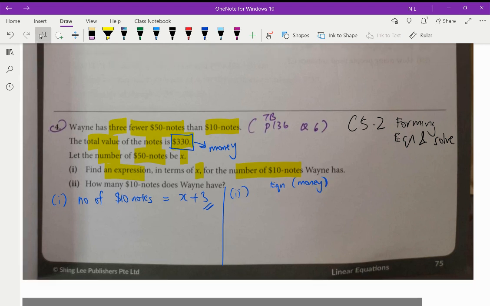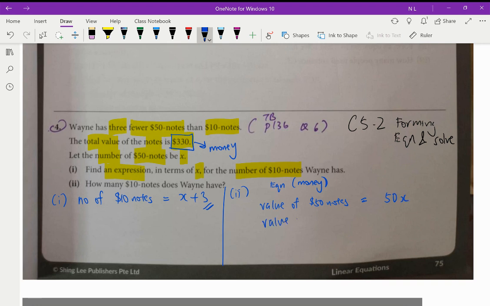So how do I get this money out? First, I need to multiply to find the value of the $50 notes and the $10 notes. The value of the $50 notes: if one note is $50 and I have x of them, how much are the $50 notes worth? It will be 50 times x, 50x.